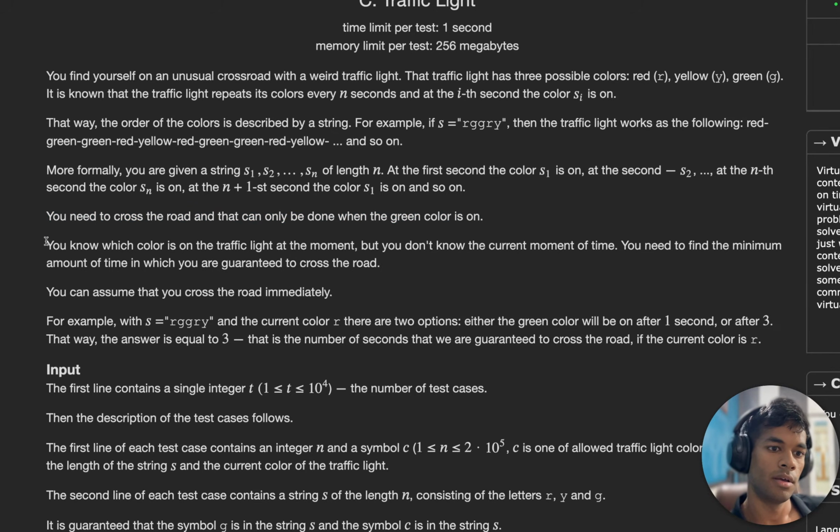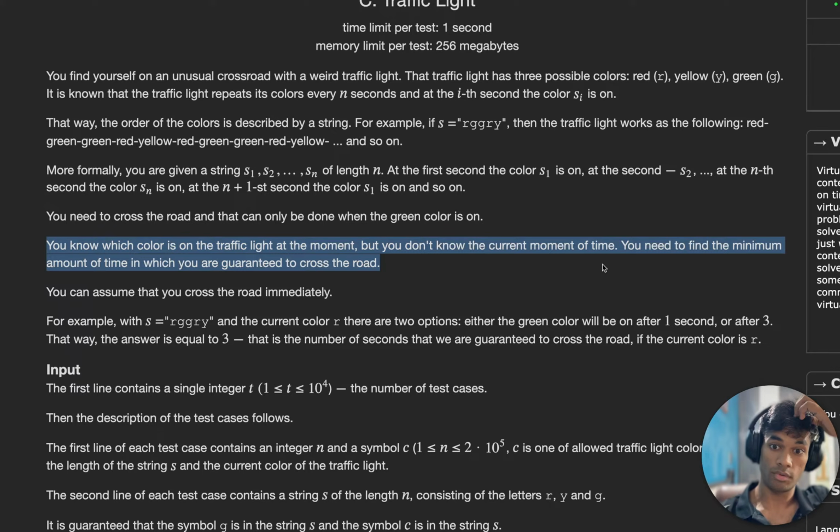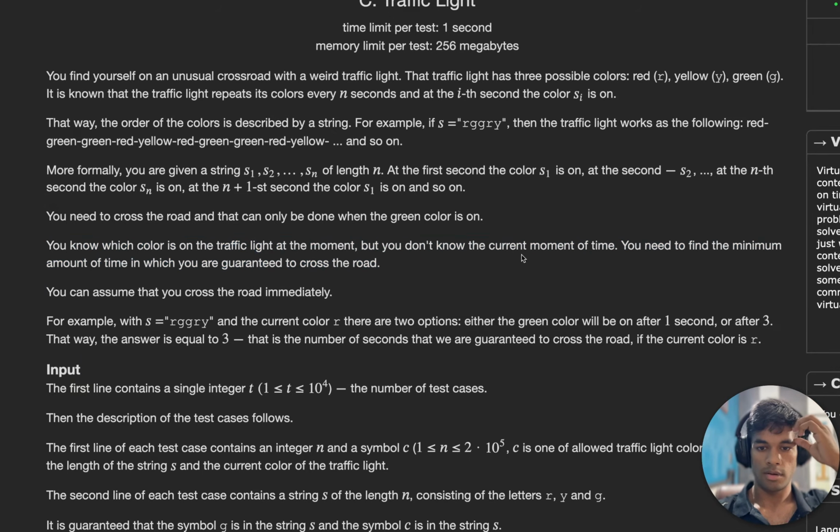You know which color is on the traffic light at the moment, but you don't know the current moment of time. You need to find the minimum amount of time in which you are guaranteed to cross the road. You can assume that you cross the road immediately.